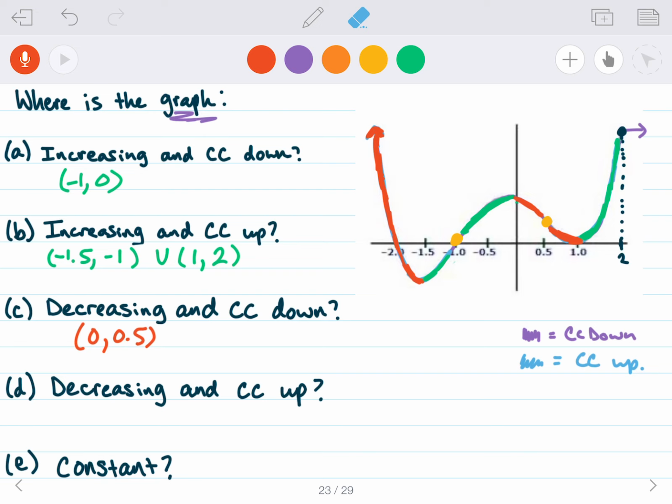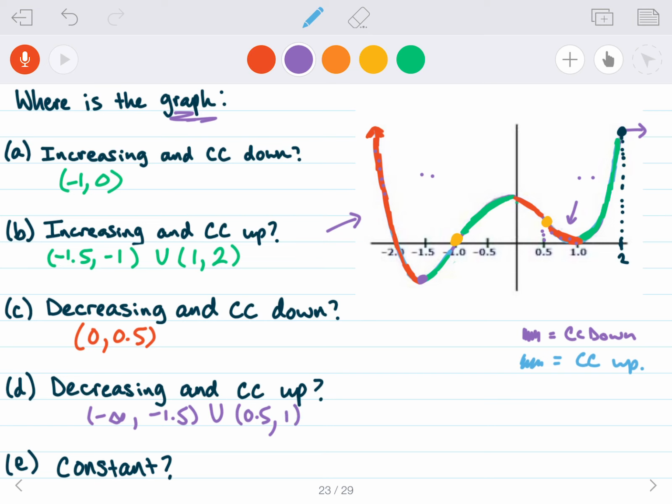Well, that is going to be this part right here and this part. That's decreasing and concave up. Because we still have a smiley face, but as x goes on, y gets smaller. All right, so that's what that means. So decreasing and concave up is going to be from negative infinity all the way to x equals negative 1.5. And we're going to union that with x equals 0.5 to x equals 1.